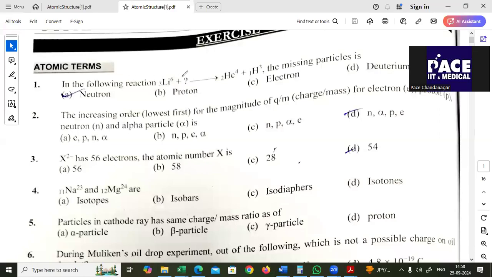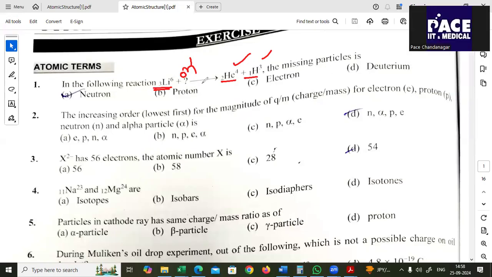Yes, let's do some of these questions as well. These are from your first exercise. In the following reaction, lithium 6 plus something gives 2 helium plus this. As you can see here, 3 and 2 plus 1. Next, 4 plus 3, which is 7 on the right side mass and 6 on the left side mass. So it has to be one mass, and it has to be a neutron with 0 charge, right? Neutron is 0 charge with one mass, because 6 plus 1 is 7. So balancing the equation is important there.